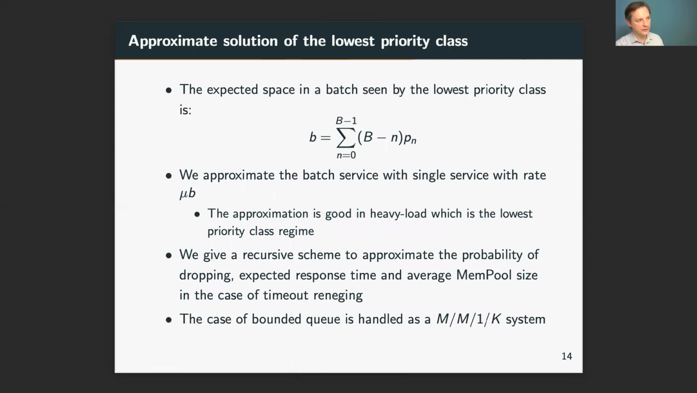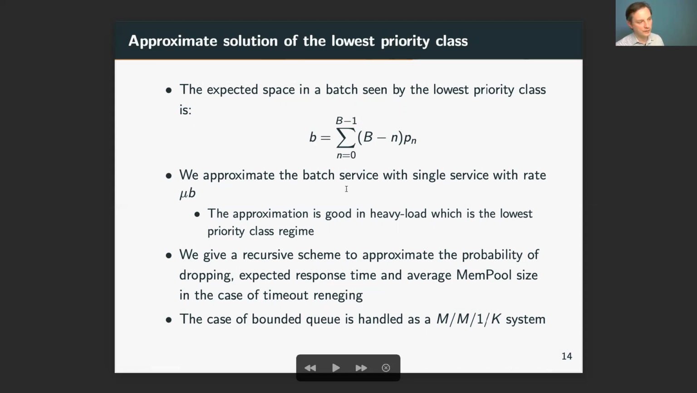For when we have reneging, the expected space in a batch seen by a job of the lowest priority class can be found in this way. This is the expected number of free slots in the batch, okay? And this is given by this equation here.